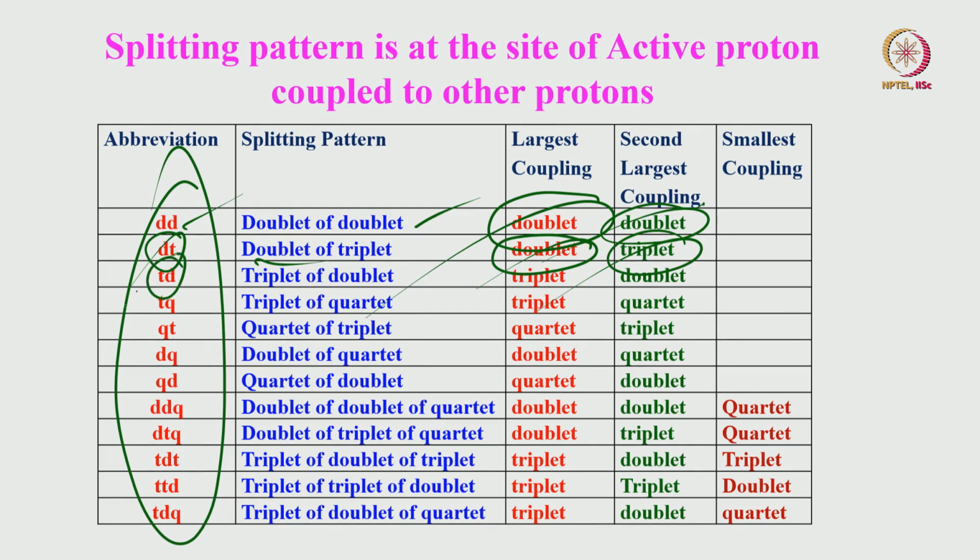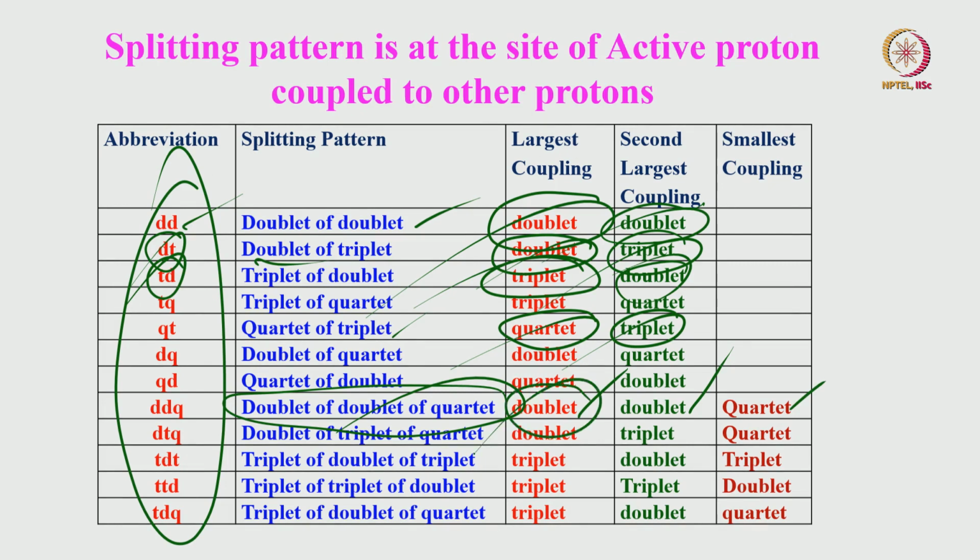Instead of DT, if I write TD, that means the first, largest coupling is a triplet and the second coupling is a doublet. Like that you can say quartet of triplets: the first, largest coupling is a quartet, then the smallest coupling is a triplet. You can have many couplings, 2 or 3 coupled to each other. You can have DDQ. That means the first, largest coupling is a doublet, the second largest coupling is also a doublet, and the third is a quartet.